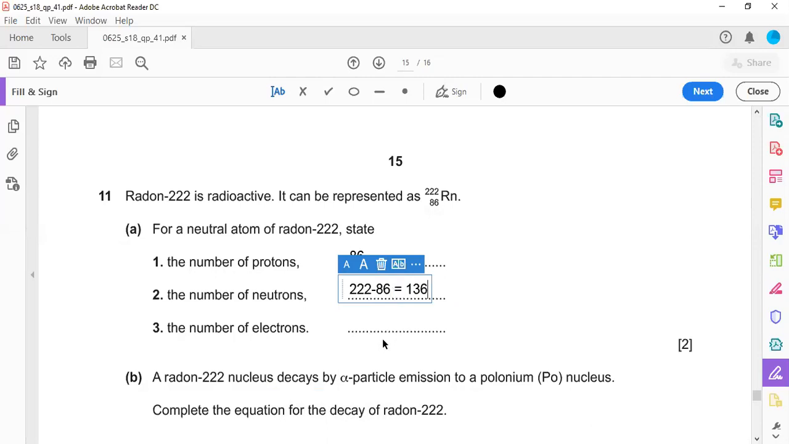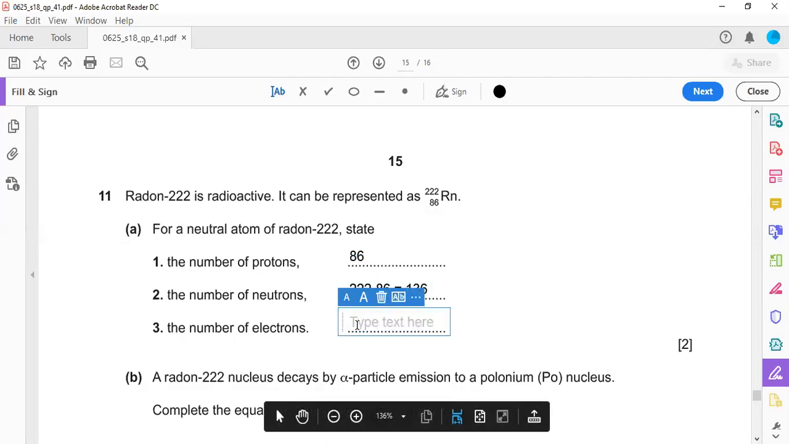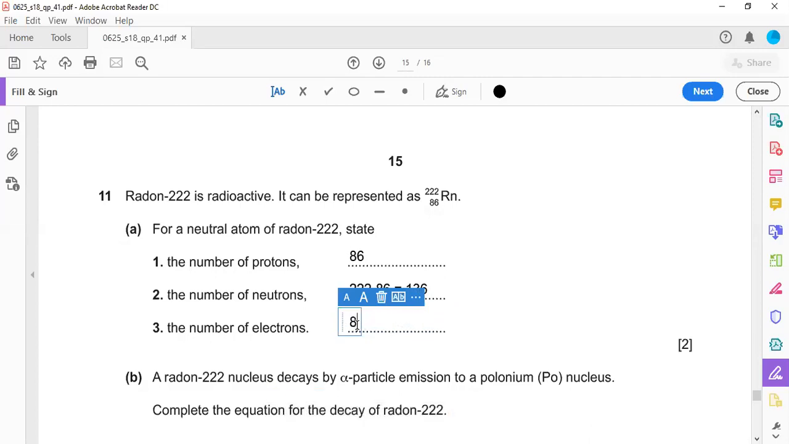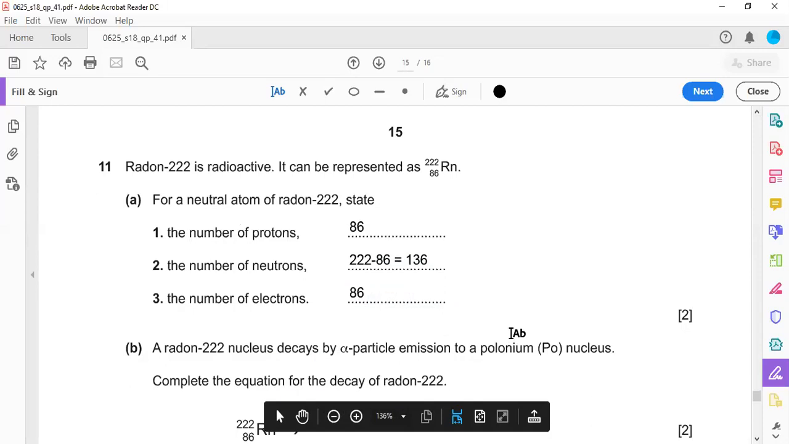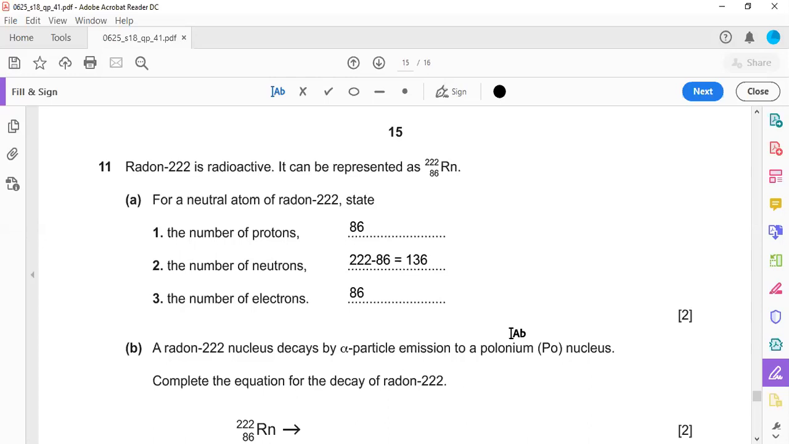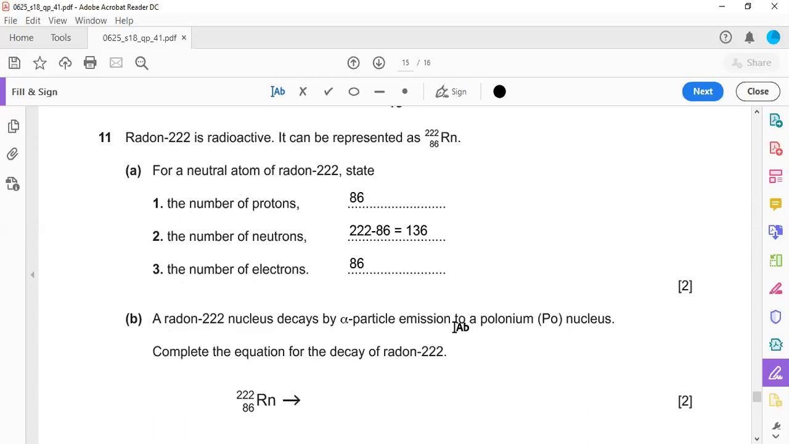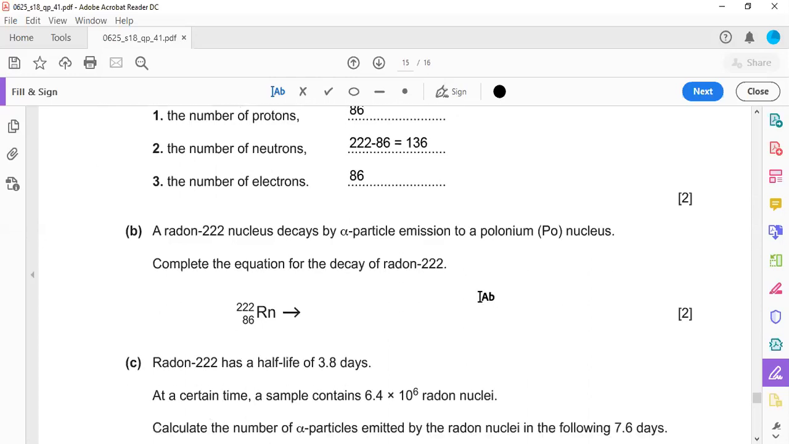136. All right. How many electrons? The number of electrons is the same as the number of protons, which is 86 as well. Good. So does everybody understand how we get that?